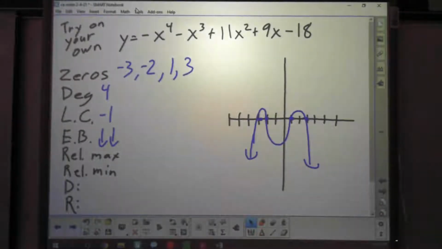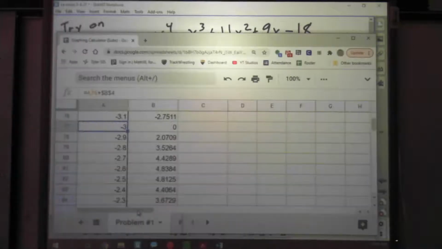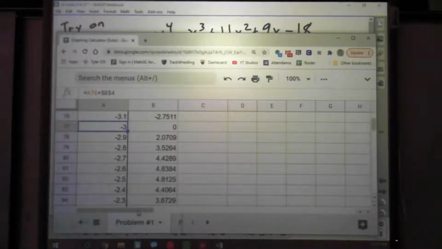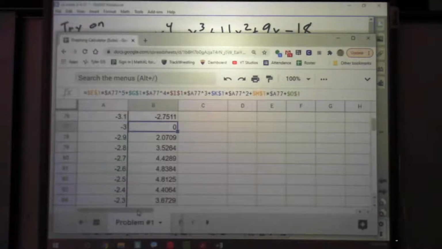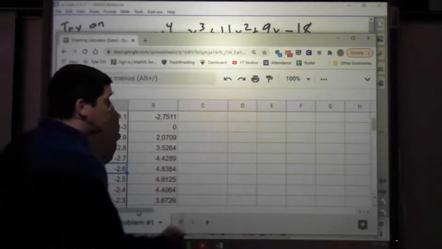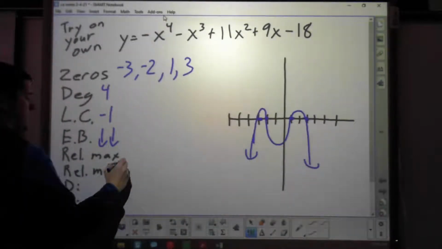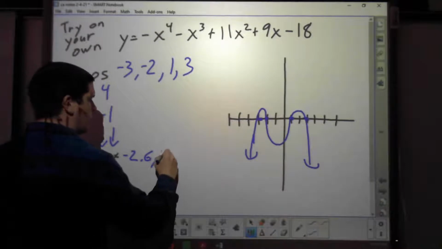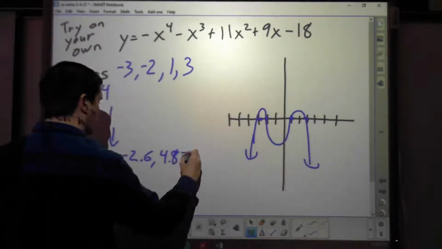Okay. Graph still looks similar to what we had, but let's get back to there. So between -3 and -2, I'm looking for that highest point right here. I can see looking at my graph, I'm in the 4.8s here. That's 4.81. This is 4.83. So 4.83 is higher. So right here, here's one of my maximums: -2.6 comma 4.83.